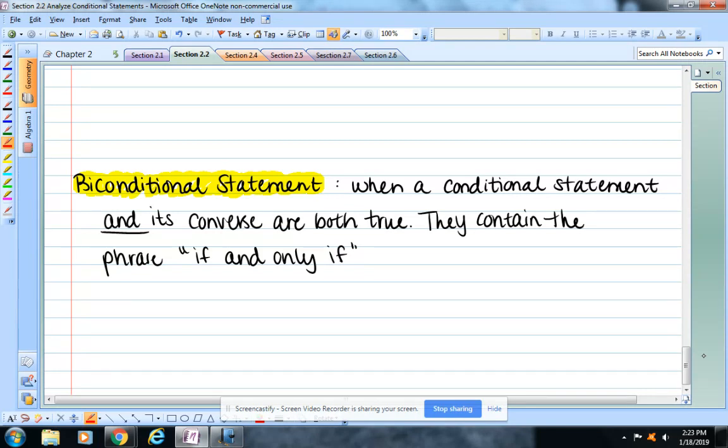If and only if. So it'll say something like, what do we know about perpendicular lines? You would say something like, two lines are perpendicular if and only if they form right angles when they intersect. So you could say, if lines are perpendicular, then they form right angles, or you could say it the other way. If two lines intersect and form right angles, then they are perpendicular lines. So something like that would be an if and only if statement. It works both ways, no matter which order you say it.